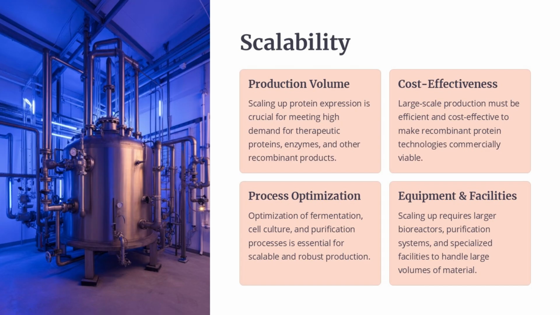Scaling up protein expression is crucial to meet high demand for therapeutic proteins, enzymes, and other recombinant products. Large-scale production must be efficient and cost-effective to make recombinant protein technologies commercially viable. Optimization of fermentation, cell culture, and purification processes is essential for scalable and robust production. Scaling up requires larger bioreactors, purification systems, and specialized facilities to handle large volumes of material.